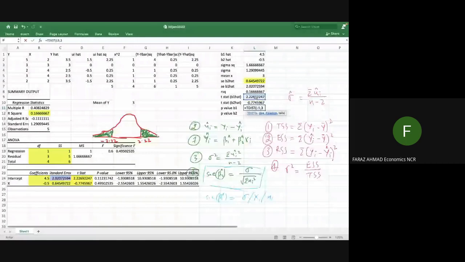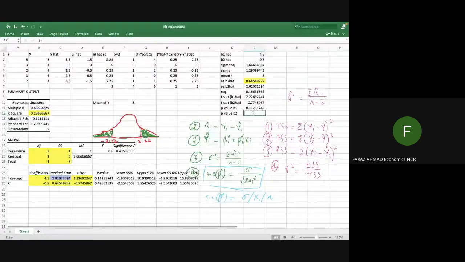So I'm writing 2 here because I'm working with 2 tails. So we have a 2-tail test. Then I'll press enter, and it will give me the p-value of beta 1. Similarly, I'll do the same exercise for beta 2.